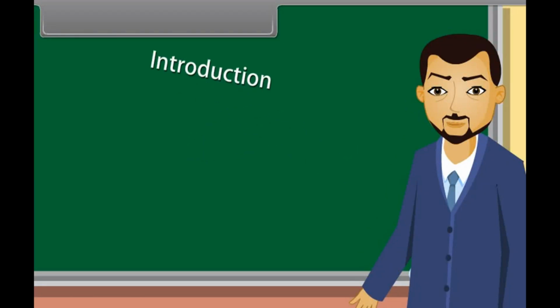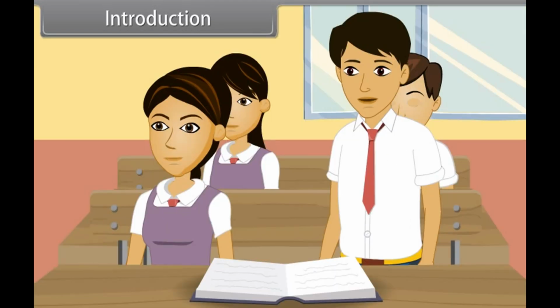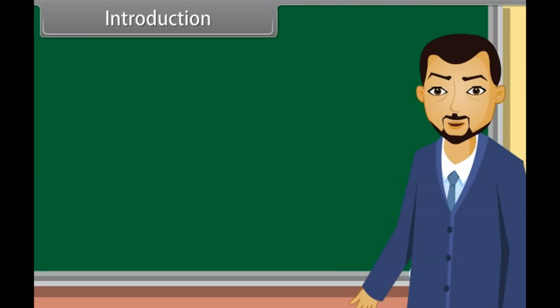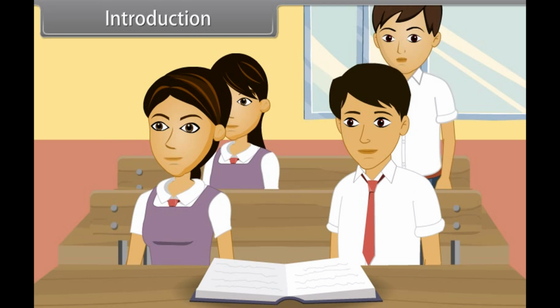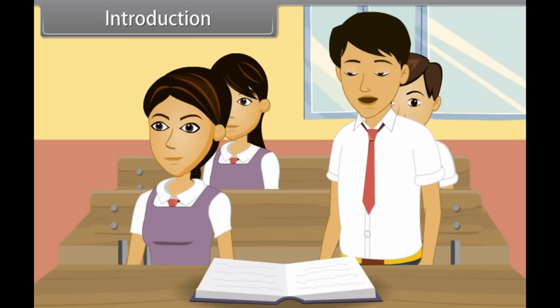Introduction. Today, we will study the classification of elements. Okay, teacher, but how do we classify the elements? We will classify the elements with the help of the periodic table. Teacher, what is the periodic table? The periodic table is the arrangement of elements in such a way that similar elements fall in a group, whereas dissimilar elements are separated. So, teacher, we will classify the elements on the basis of their properties? Well said. Thank you, teacher.